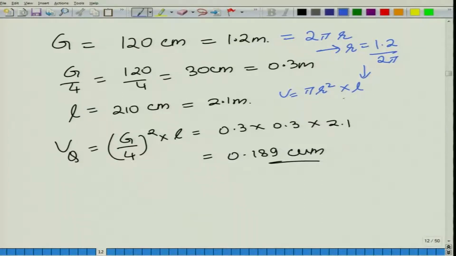These computations are a bit involved because you have to divide by pi, and pi being an irrational number, this becomes a longish computation. Whereas in the case of the quarter girth formula, we were able to come up with a volume in no time. You just divide G by 4, take a square and multiply that with the length of the solid, and you get the volume. So, this is an easy formula to get a quick estimate of the volume of usable timber that we will get out of a log of wood.